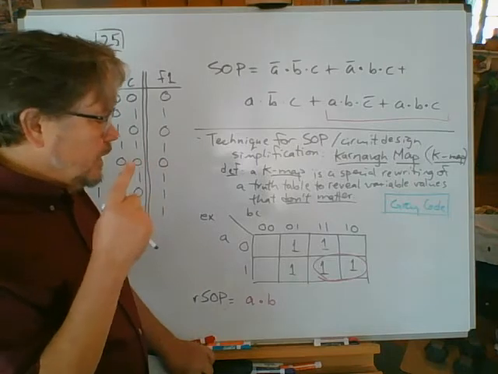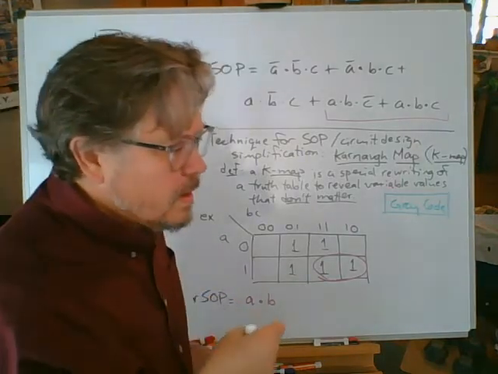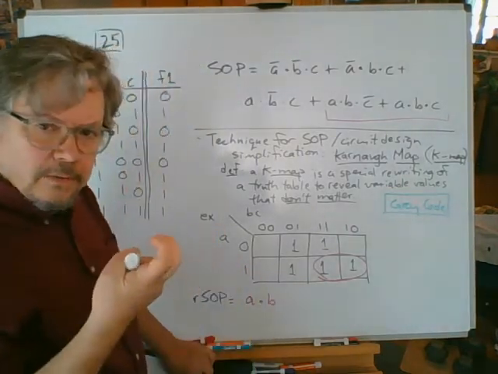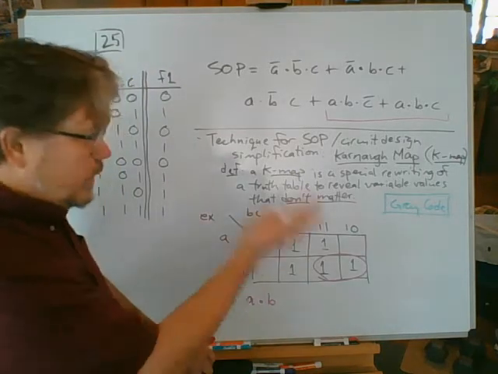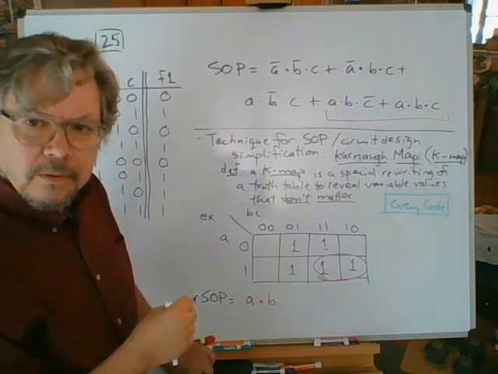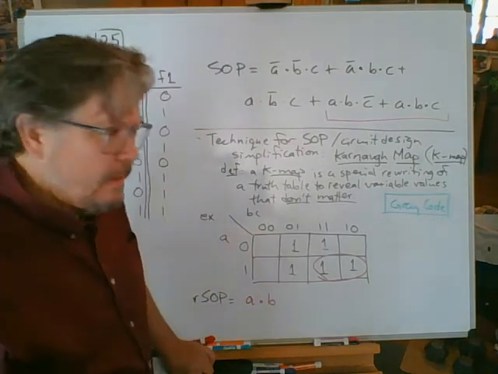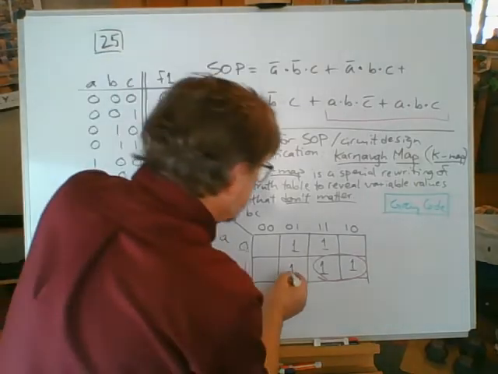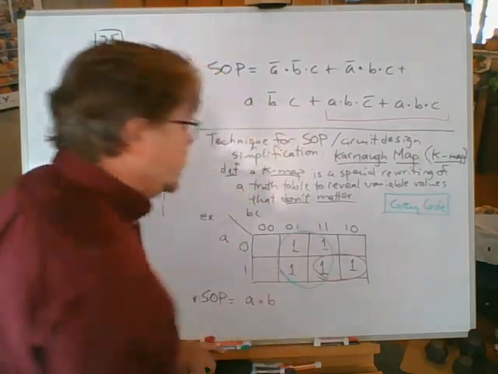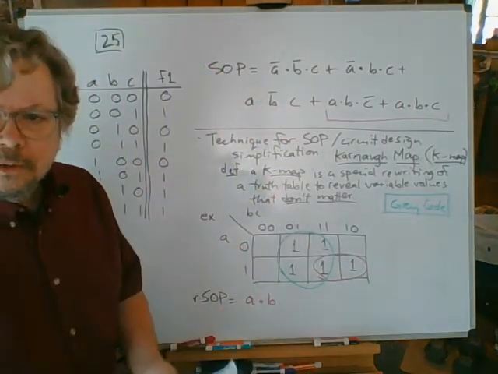We're looking for collections of ones that are 2 ones together adjacent, 4 ones together, 8, that would fill up the whole table. There's no point in going any further. If we had a gigantic K-map, maybe we look for a group of 16. They're all adjacent to each other. That's all to say this. Those 4 ones, those are all adjacent to each other.